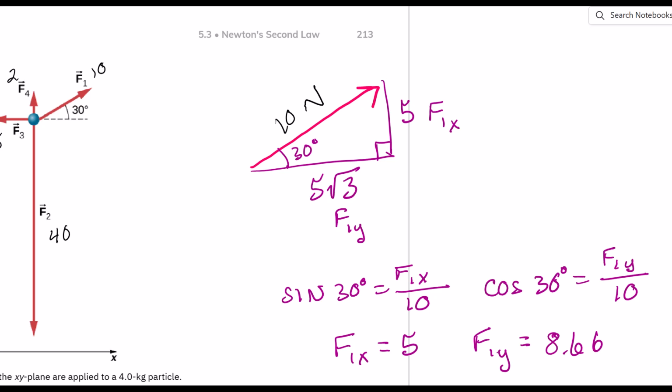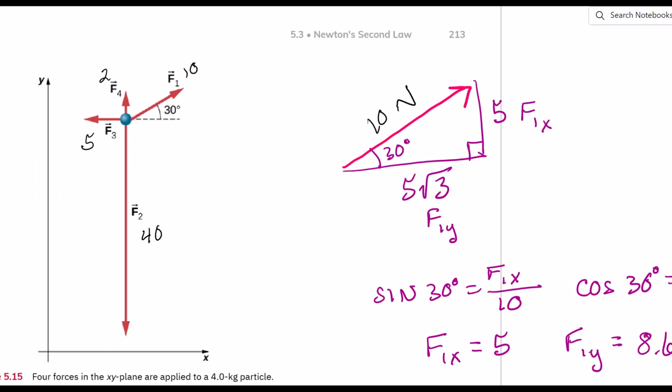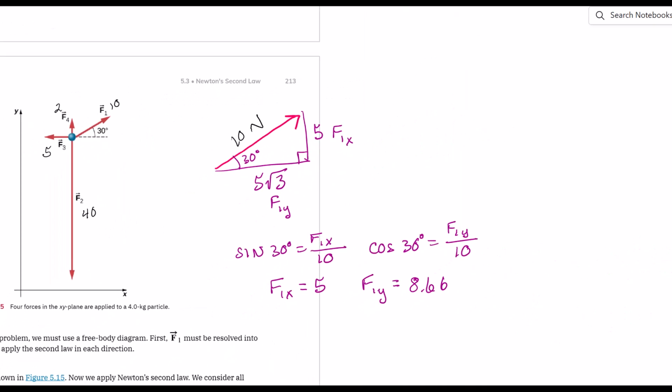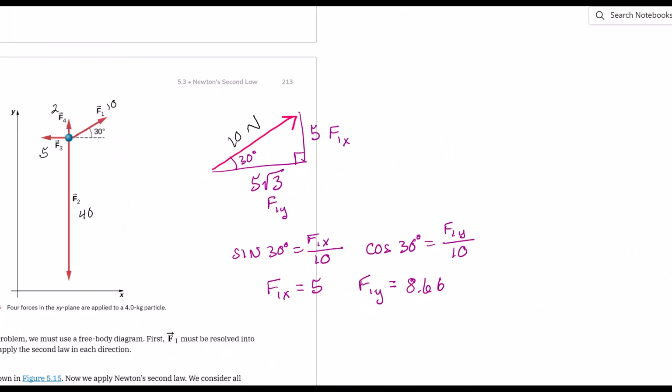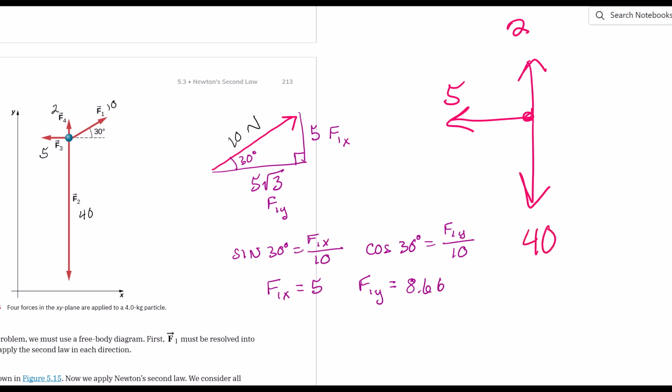And these are all newtons. So honestly, the next thing I would do on this problem is redraw it. And I wouldn't redraw it to scale, because that 40 is too long and it's driving me nuts. So I have 5 this way, I have 2 this way, I have 40 this way, and then from that 10, I've got 8, and I'll draw it in a different color just to make it clear what's happening. I have 8.66 this way, and then 5 this way again.